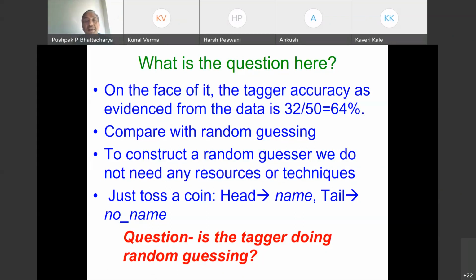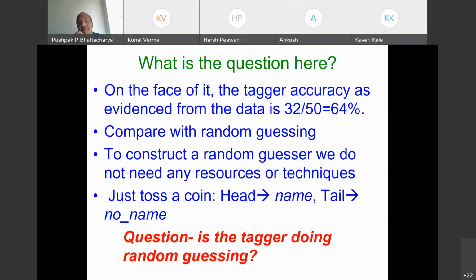Now we want our named entity identifier to be better. Notice the term better than a random guesser. So is there any question on this baseline issue now? Because in machine learning, baseline is so important.